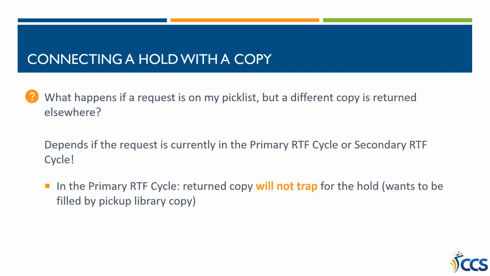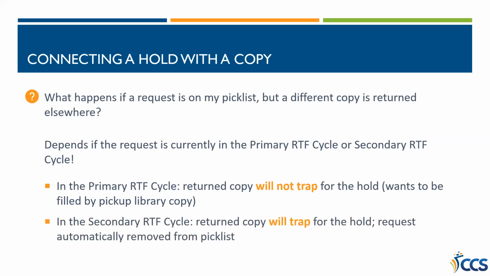If the request is in the primary cycle, meaning the hold anticipates being filled by the pickup library, like it's on the pickup library's pick list, even if another copy is returned elsewhere and checked in, nothing is going to happen to that hold. It wants to be filled by the pickup library, so that other copy is not going to go in transit.